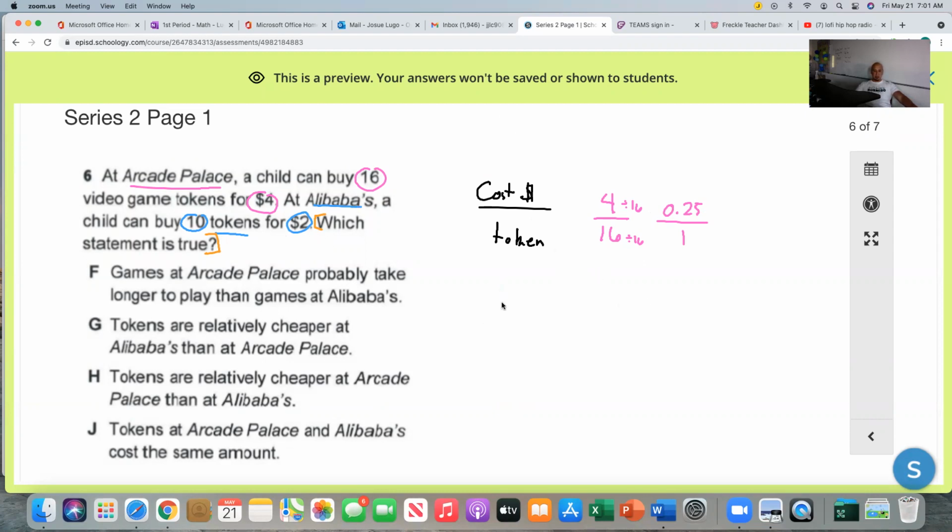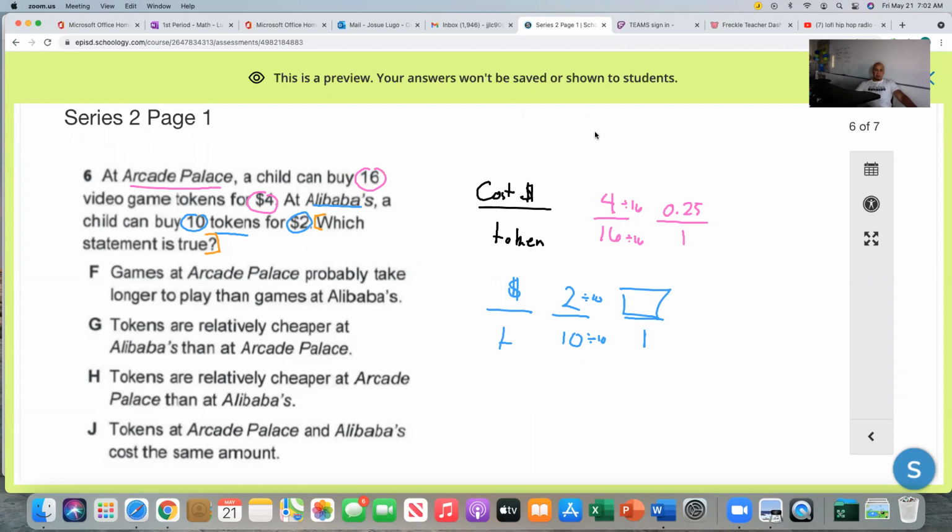We're at Alibaba's. Again, we have the cost for each token, and the cost is $2 for 10 tokens. But what is going to be the cost for one token? And a huge hint, if you divide 10 by 10, that'll go back to 1. So divide 2 by 10 and see what is going to be the cost for one token. And ask yourself, what is the better deal? 25 cents per token at Arcade Palace, or what's the cost, which is going to be a decimal, for one token at Alibaba's. And hopefully, knowing that information, you'll be able to answer these questions.